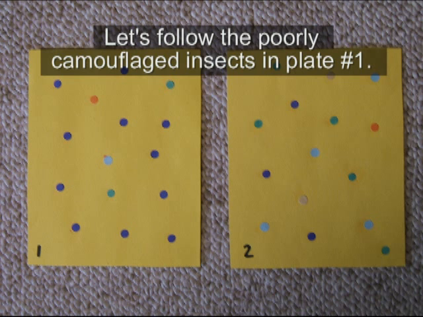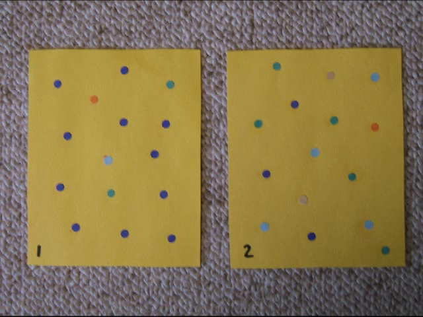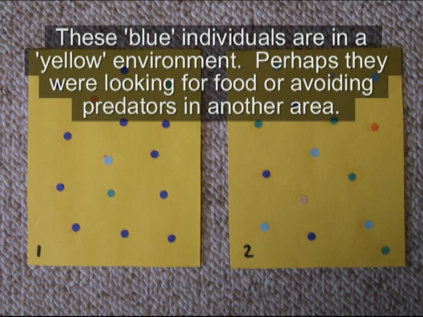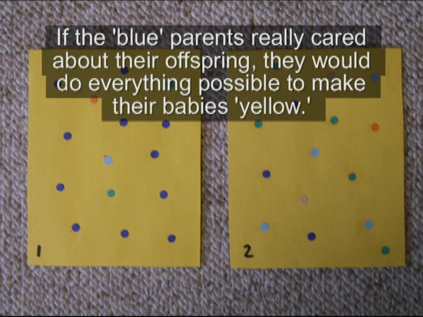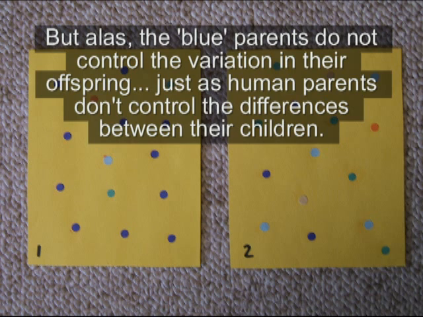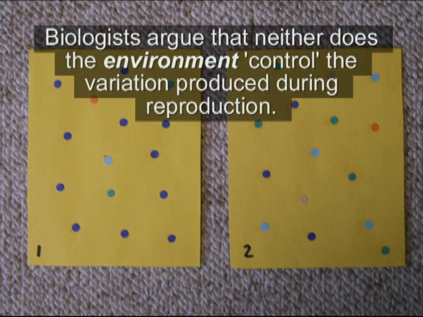Let's follow the poorly camouflaged insects in plate number 1. These blue individuals are in a yellow environment. Perhaps they were looking for food or avoiding predators in another area. If the blue parents really cared about their offspring, they would do everything possible to make their babies yellow. But alas, the blue parents do not control the variation in their offspring, just as human parents don't control the differences between their children. Biologists argue that neither does the environment control the variation produced during reproduction.